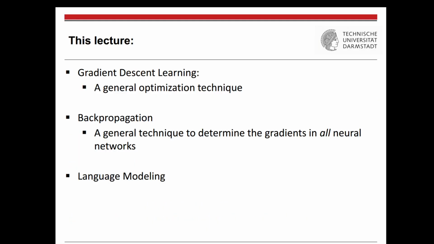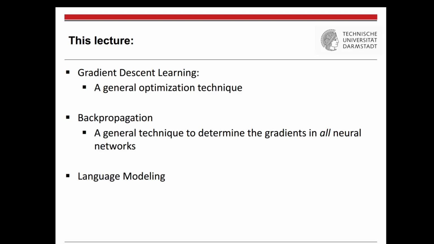So what is gradient descent? That's a general optimization technique to find the minimum or maximum of a differentiable function, and we will get to know this technique today. The second main topic of today's lecture is backpropagation, which is a general technique to determine the gradients of neural networks. And especially we will combine backpropagation with gradient descent.